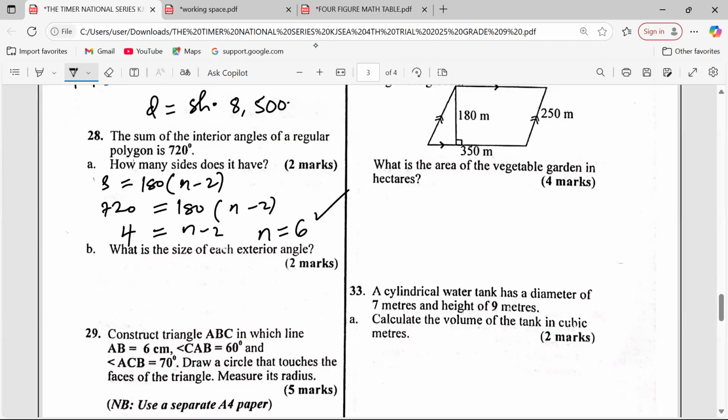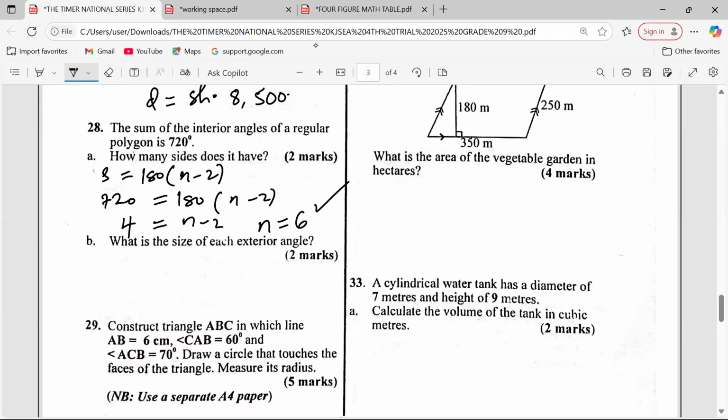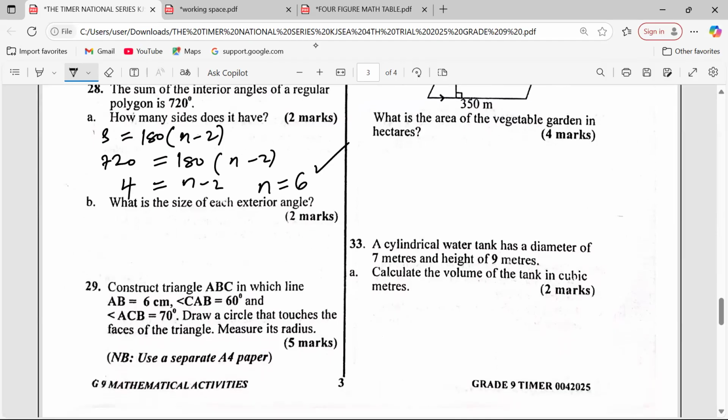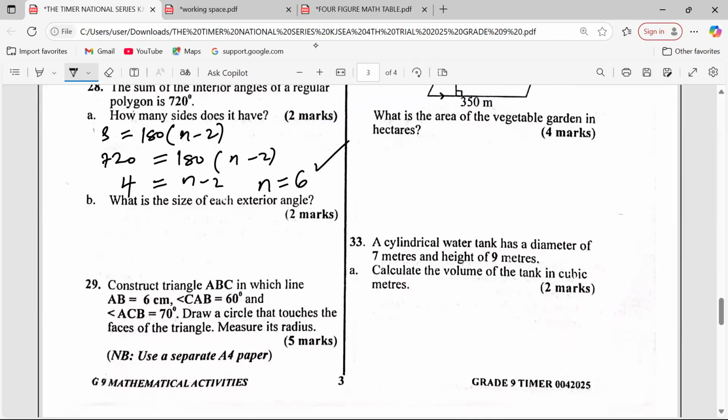Again, we are told to find the size of each exterior angle. The size of each exterior angle can be found in this way. We can say that n is given by 360 over each exterior angle. So each exterior angle will be 360 over n. When we take 360 and divide by 6, we shall get the size of an exterior angle.